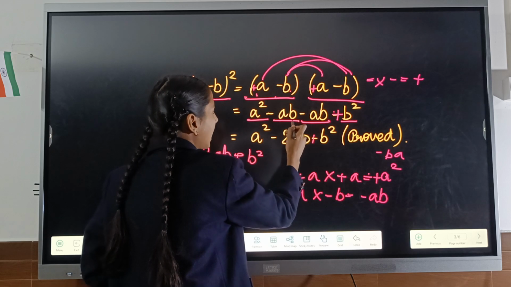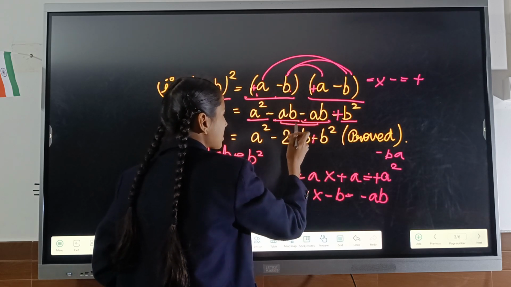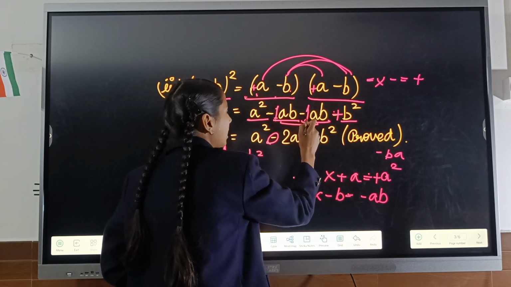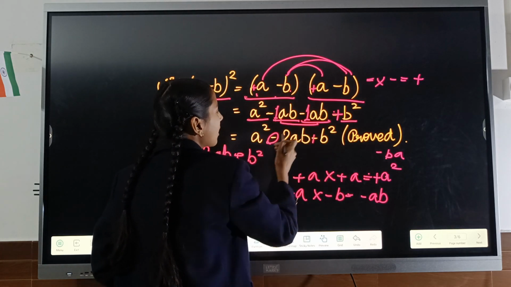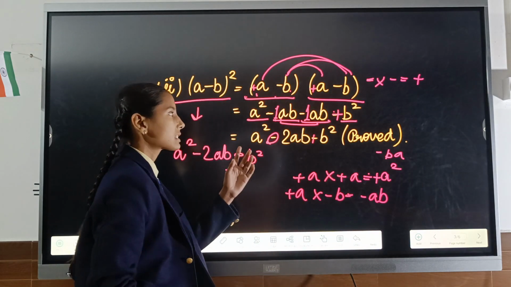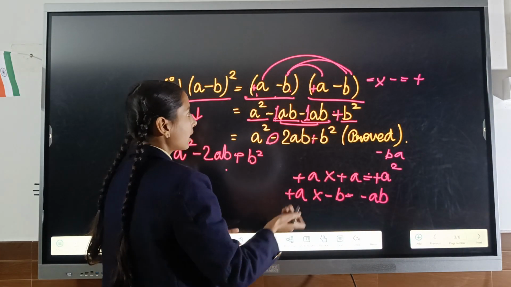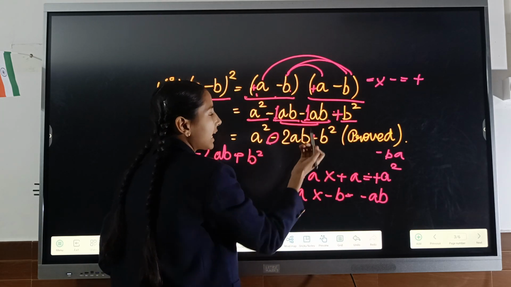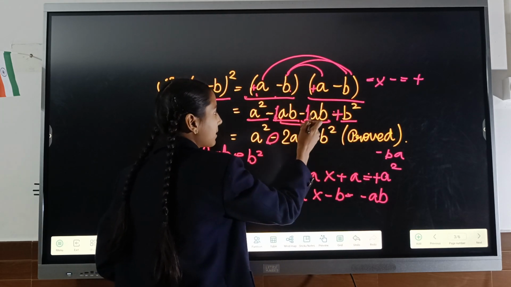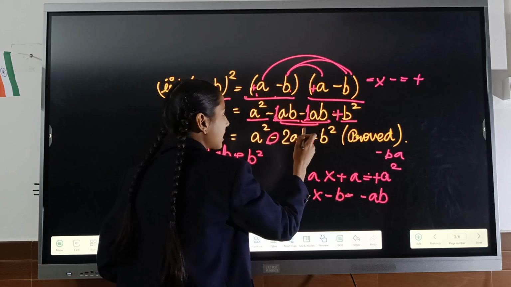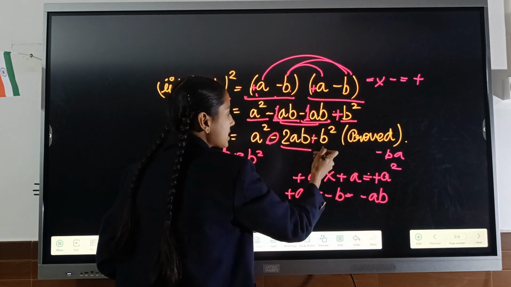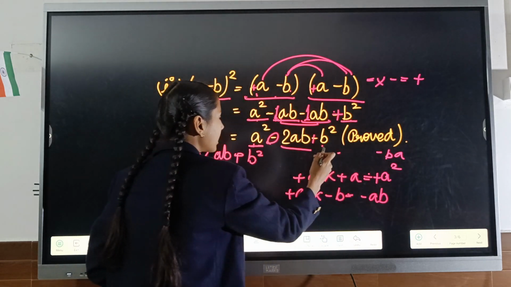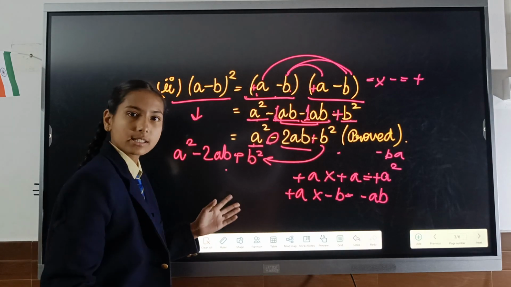When we add them, here is 1ab and here is also 1ab. When the signs are the same, we put the same sign and we add them. So 1ab and 1ab, when we add them, we get 2ab, with the minus sign. We put b square and a square also. So it is proved that our formula is correct.